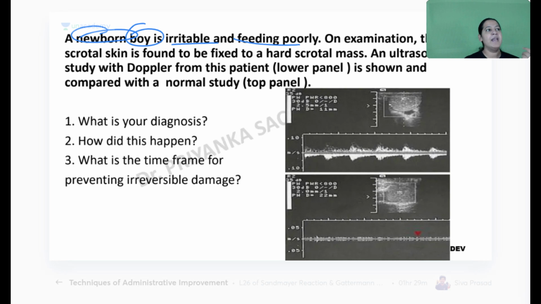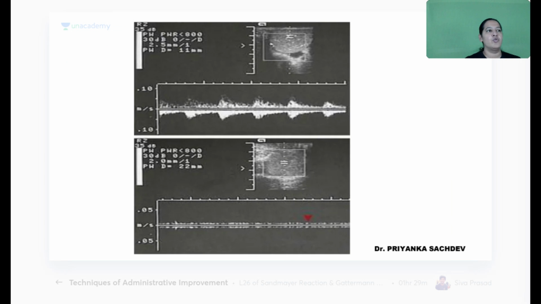The pediatrician has examined and found the scrotal skin of the boy is fixed with a hard scrotal mass. So a newborn boy has a hard scrotal mass, and the scrotal skin is fixed to that mass. He's a newborn, 1 day old. You have immediately done a USG, an ultrasound of the scrotum of the boy. You have done the Doppler. You can see 2 Dopplers.